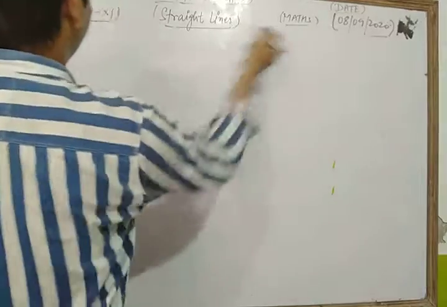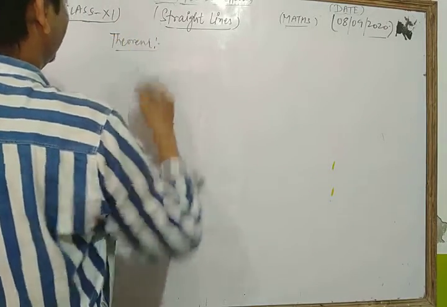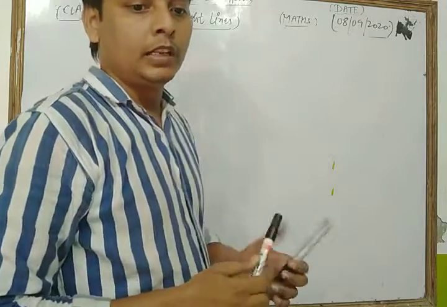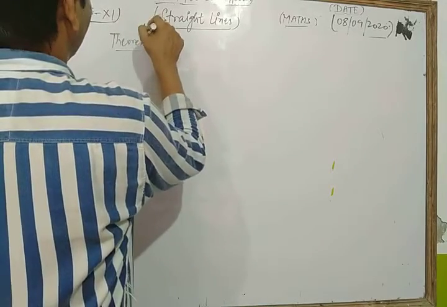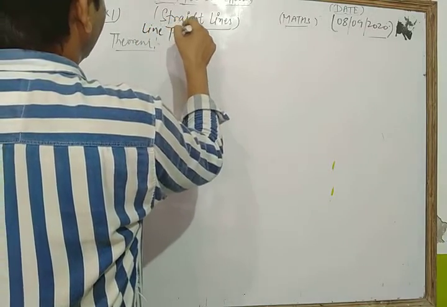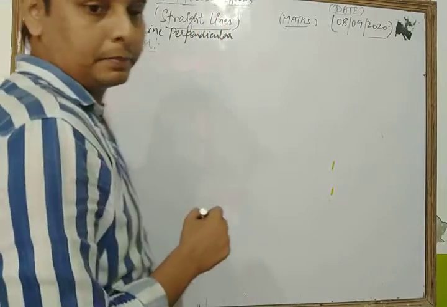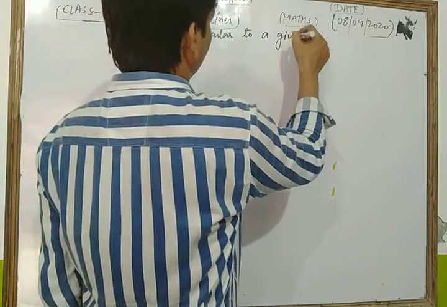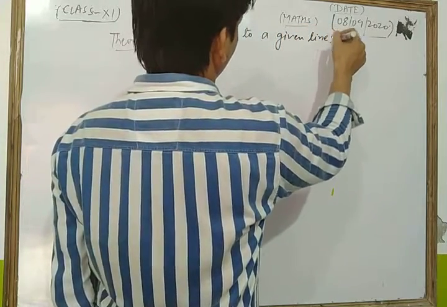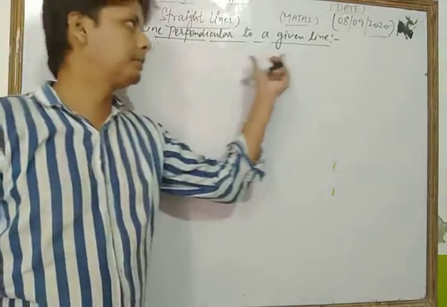Now let's see the next theorem. Your theorem now discusses the topic: line perpendicular to a given line. Now the theorem based on that topic, that is, line perpendicular to a given line.